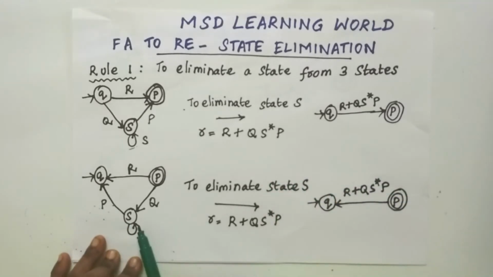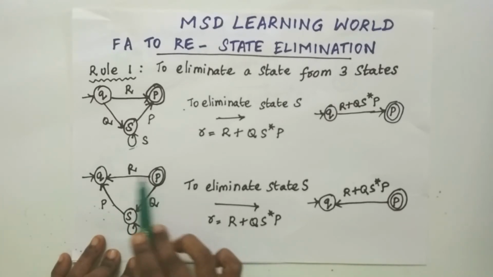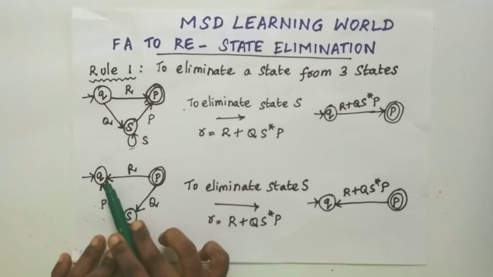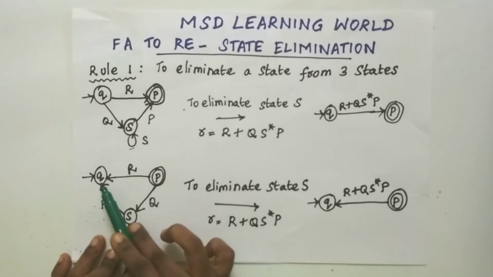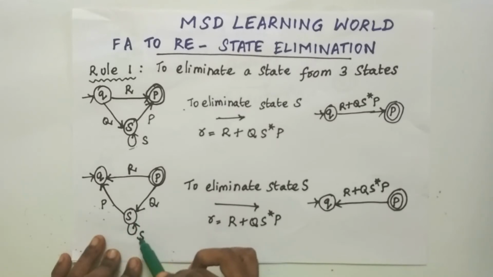Similarly, to eliminate the state S among a 3-state finite automata, you need to consider the path from P to Q. For that, you should consider all the paths from P towards Q by including the state S.